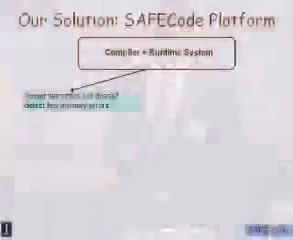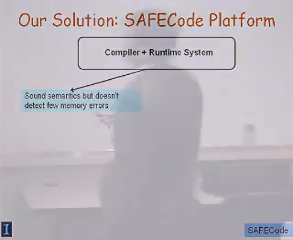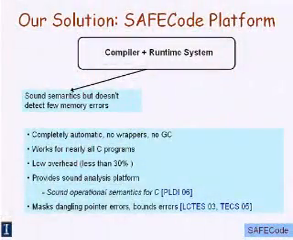Now, our solution is essentially a SAFECode platform. SAFECode is a compiler and a runtime system, and it works in two different modes. In the first mode, SAFECode defines sound semantics for C based on some criteria which I'm going to describe later on, but it doesn't detect a few memory errors. In this mode, SAFECode is completely automatic. It doesn't require any wrappers. It doesn't use garbage collection, and works for nearly all C programs. And it has a low overhead. We found less than 30% in our experiments.